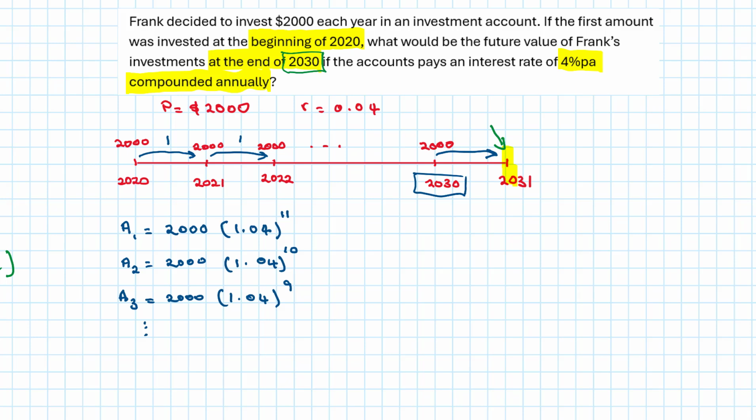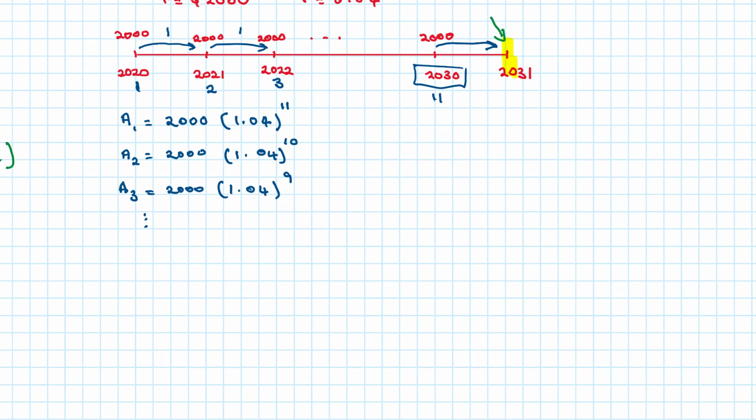2030. The question is, is that amount number 10 or number 11? Since my first was in 2020 and my second was 2021 and my third was 2022, then at 2030, that will be my 11th amount. So there are 11 terms here. A11 is 2000 times 1.04, and that accumulates interest for 1 year.